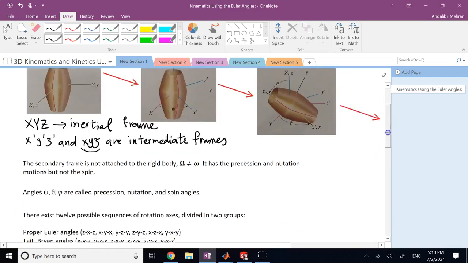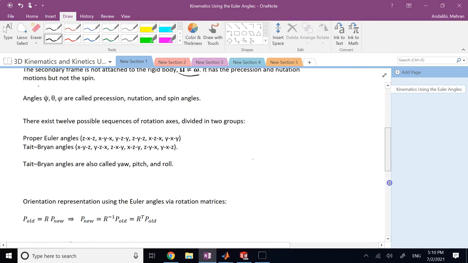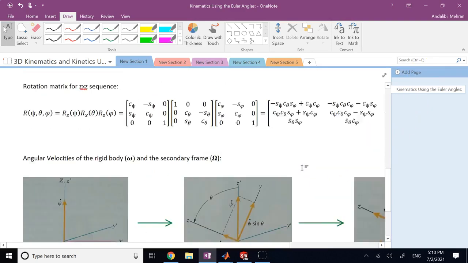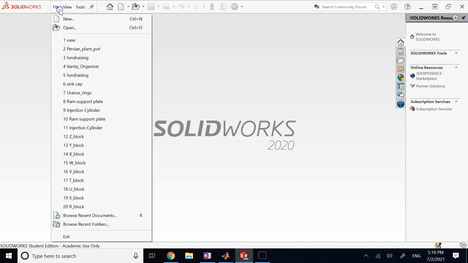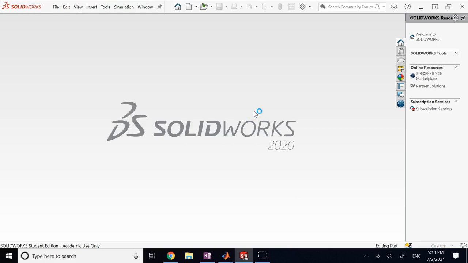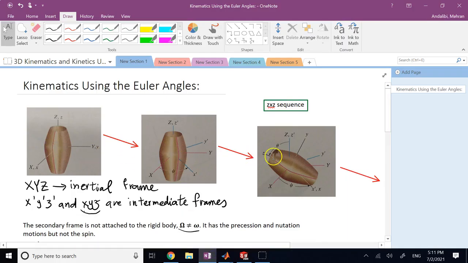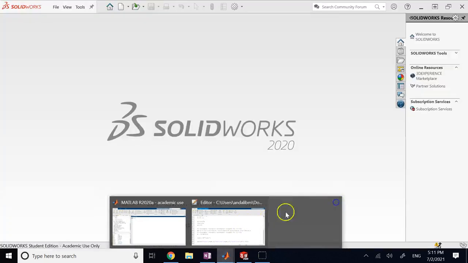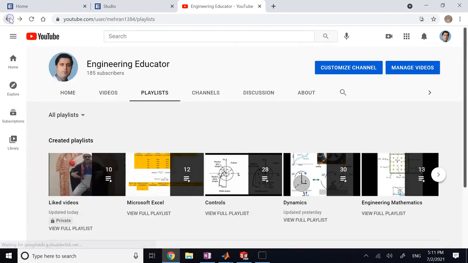Now, I'll get back to this part when I talk about capital omega versus small omega. But before that, I would like to talk about showing these angles in action, right? I have written several lines of MATLAB code, and I have made a part like this in SolidWorks. So I made this part, and then I exported it as an STL file, which is very similar to these pictures that I got from the textbook by Bedford and Fowler. So I made a part like this, as you can see, and then I exported it as STL. And in one of my previous videos, if you watched it, I showed you how to animate STL files using MATLAB, right?